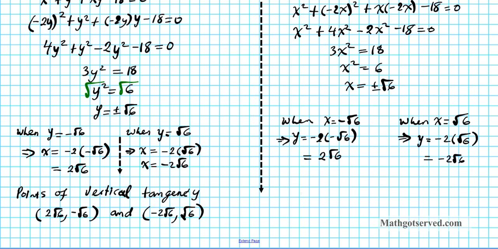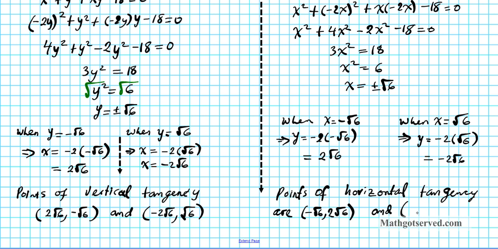Okay, so there you have it. So our points of horizontal tangency are negative root 6 comma 2 root 6 and root 6 comma negative 2 root 6. It's basically the inverse of the vertical points. If you switch these two, you get this, and if you switch these two, you get that. Anyway, so there you have it. On the next installment to this, I'll be showing you the graph of this rotated ellipse, and I'll show you a graphical representation of the vertical and horizontal tangencies and the slopes, illustrating the fact that they are both parallel.